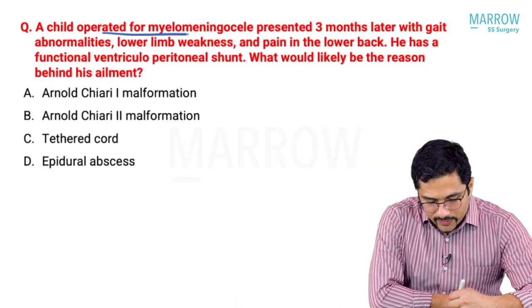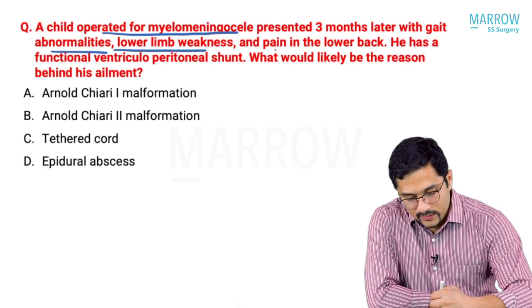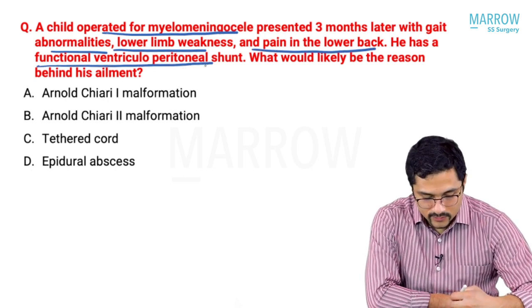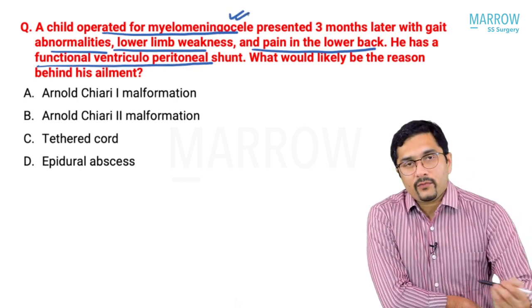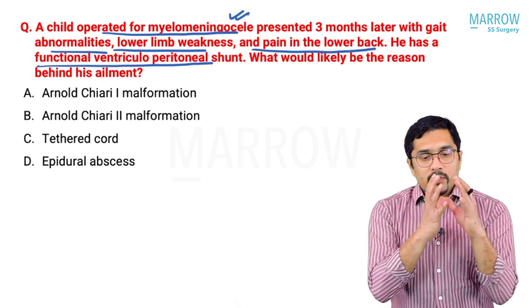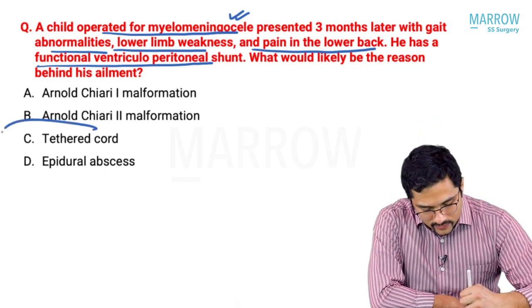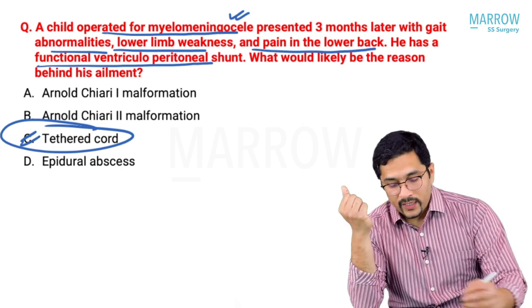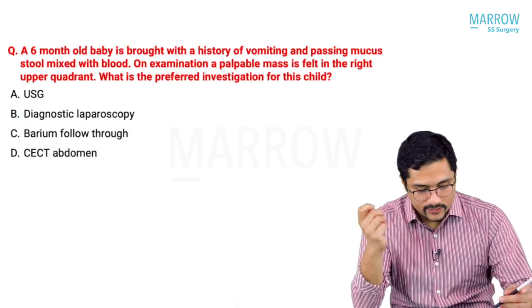A child operated for meningomyelocele presents 3 months later with gait abnormalities, lower limb weakness, and pain in the lower back. He has a functional ventriculoperitoneal shunt. So the clear indicator here is that the child was operated for meningomyelocele. In patients who've undergone surgery, the cord fibers can get tethered after a neurosurgical procedure, and that can give rise to gait abnormalities, bladder abnormalities, and constant pain. So this is nothing but a tethered cord which is responsible for the child's symptoms.